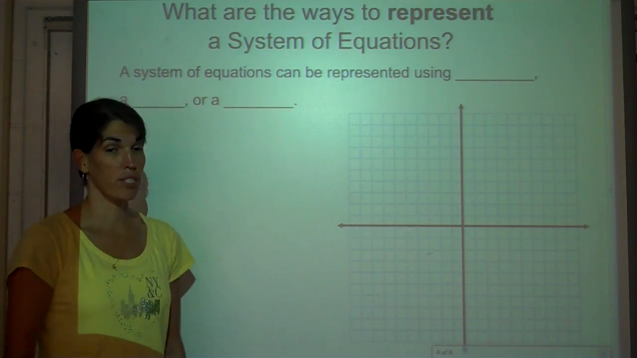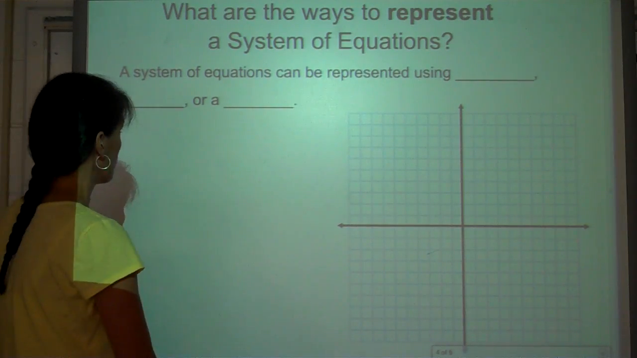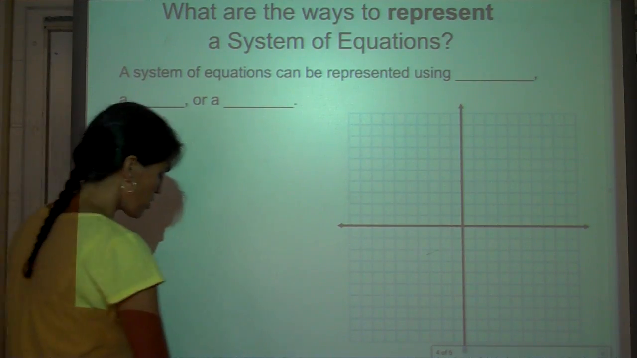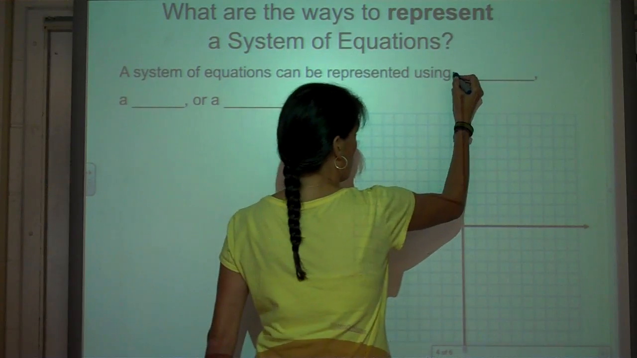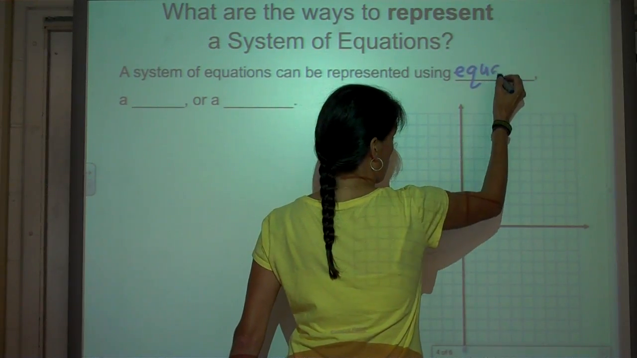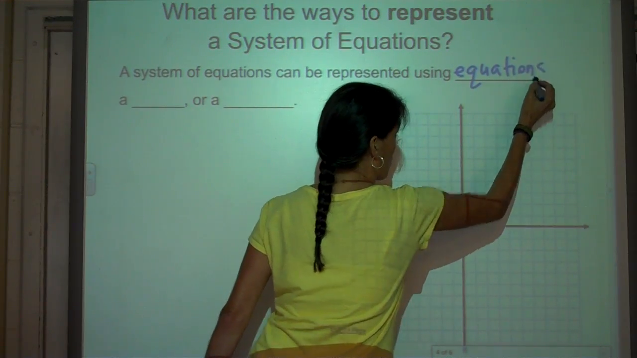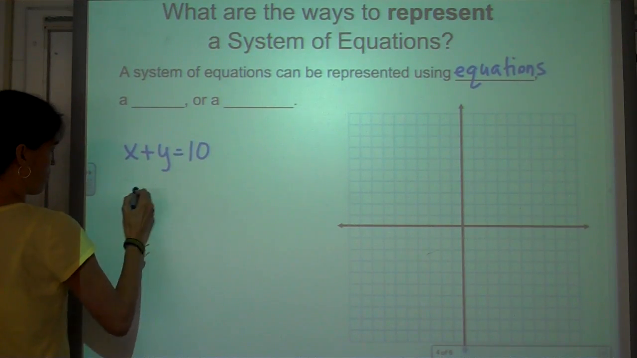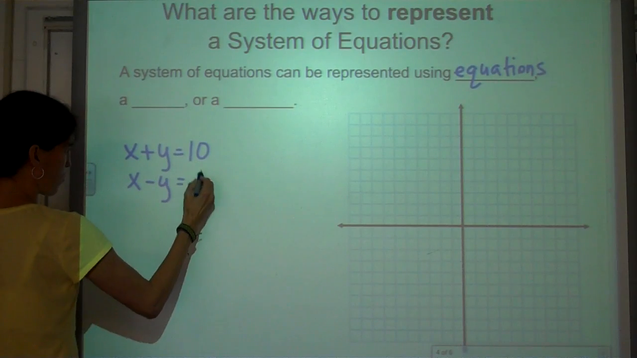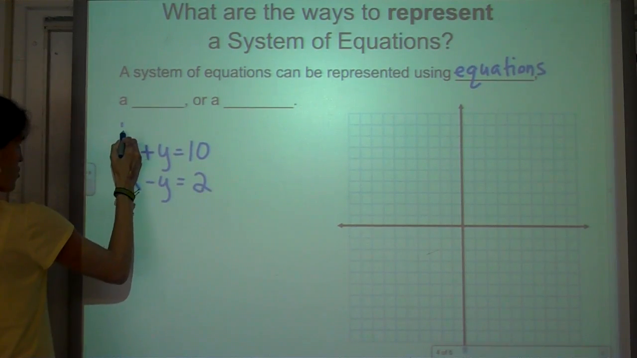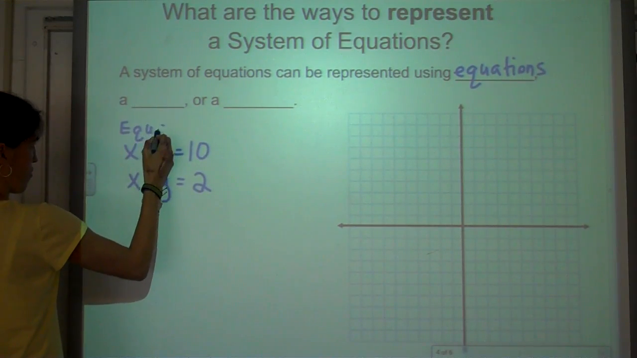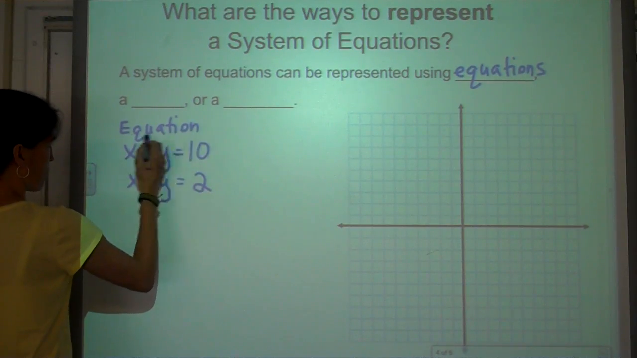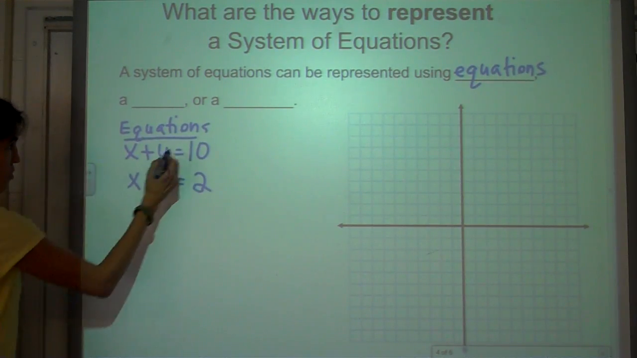All right. Now, what are the ways to represent a system of equations? A system of equations can be represented using, obviously, equations. So I'm going to use the example I had before: x plus y equals 10, and x minus y equals 2. So these are the equations. And that's my phone beeping in the background. I don't know if you can hear that.